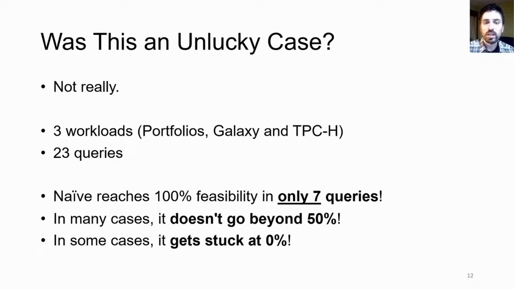Not really. In our 3 workloads with 23 queries, naive reaches 100% feasibility in only 7 queries. In many cases, it doesn't go beyond 50% feasibility, and in some cases, it even gets stuck at 0%, meaning no matter what the initial random seed is, you'll always get an infeasible result. So we definitely need to do better than that, and this failure is exactly what motivates our solution, summary search, which I'm going to describe next.